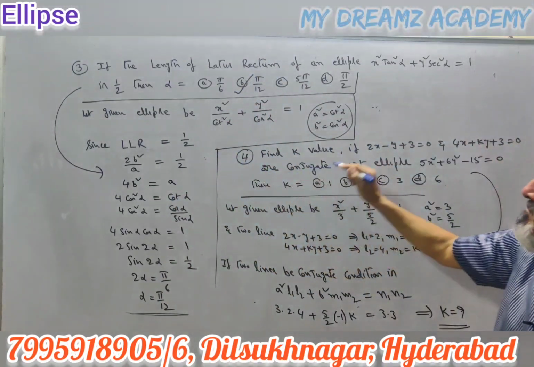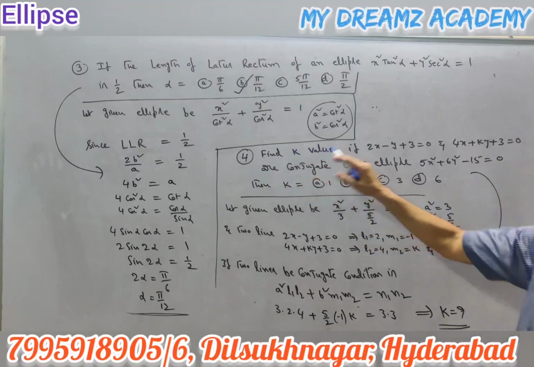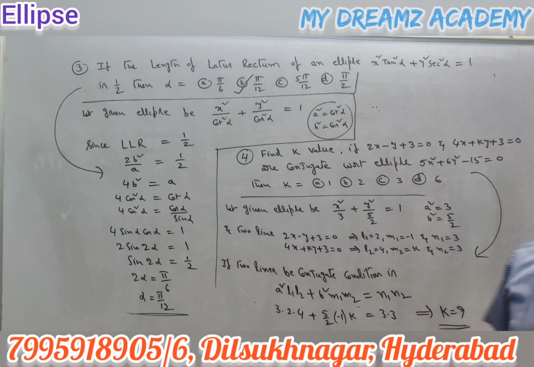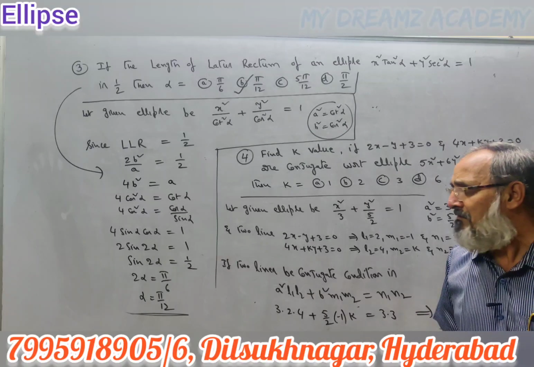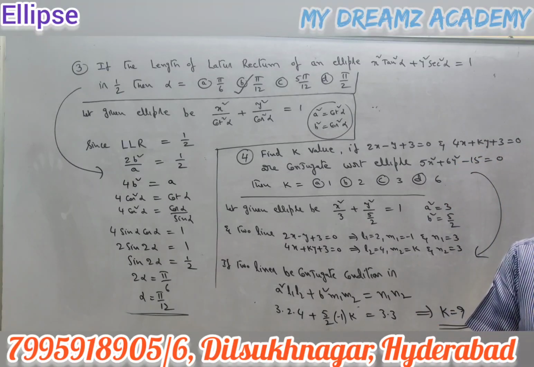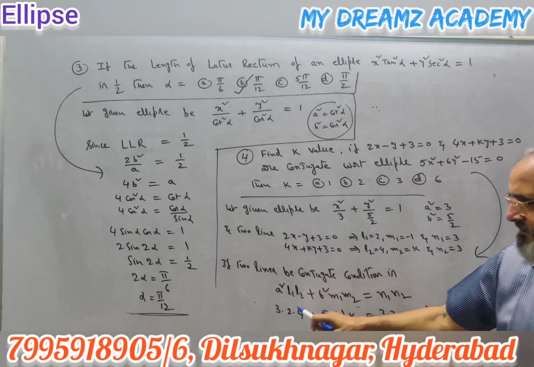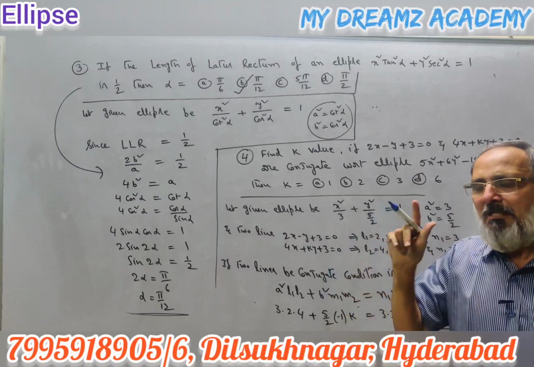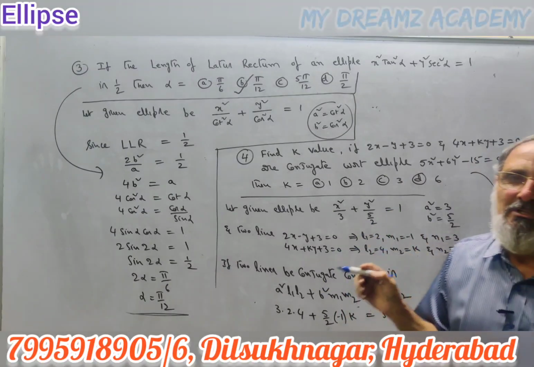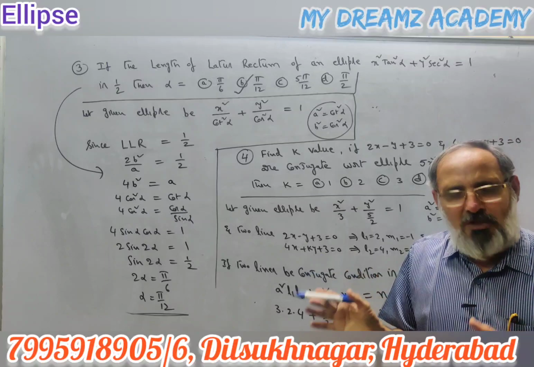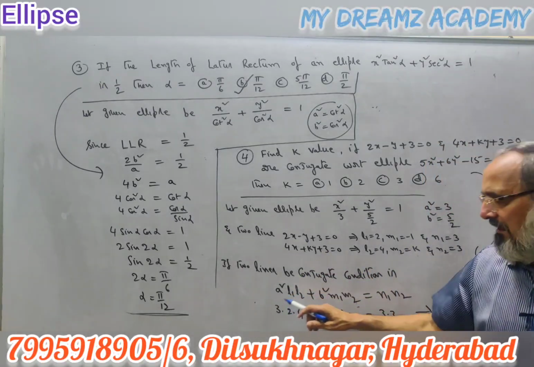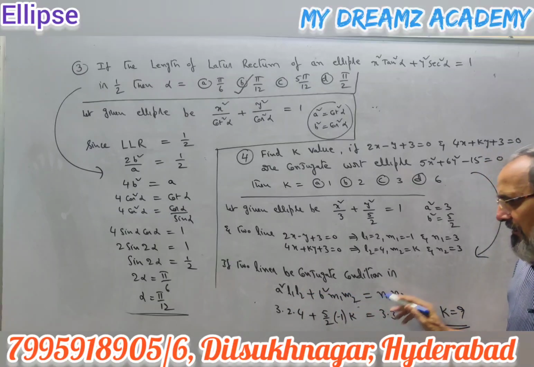Now the next question, fourth. Find the k value if the two lines are conjugate with respect to the ellipse. It's a very, very important design again. Whenever two lines are conjugate, the concept is: if L1x plus M1y plus N1 equal 0 and L2x plus M2y plus N2 equal 0 are two lines conjugate with respect to the ellipse, the condition is a square L1 L2 plus b square M1 M2 equal to N1 N2.